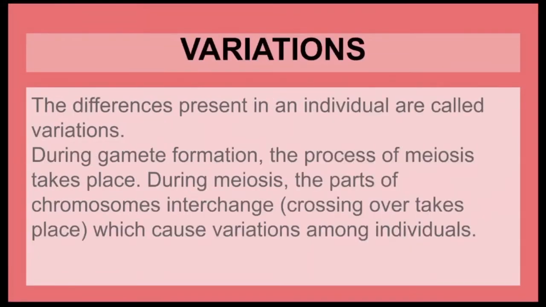Variations. We all have differences in our characteristics and this is known as variations. Even if you consider the offspring of the same parents, you will find that all the offspring are different. Now how do these variations arise? They arise during meiotic division, and during meiotic division there is a phenomenon known as crossing over between the homologous chromosomes. This is responsible for variations specifically.